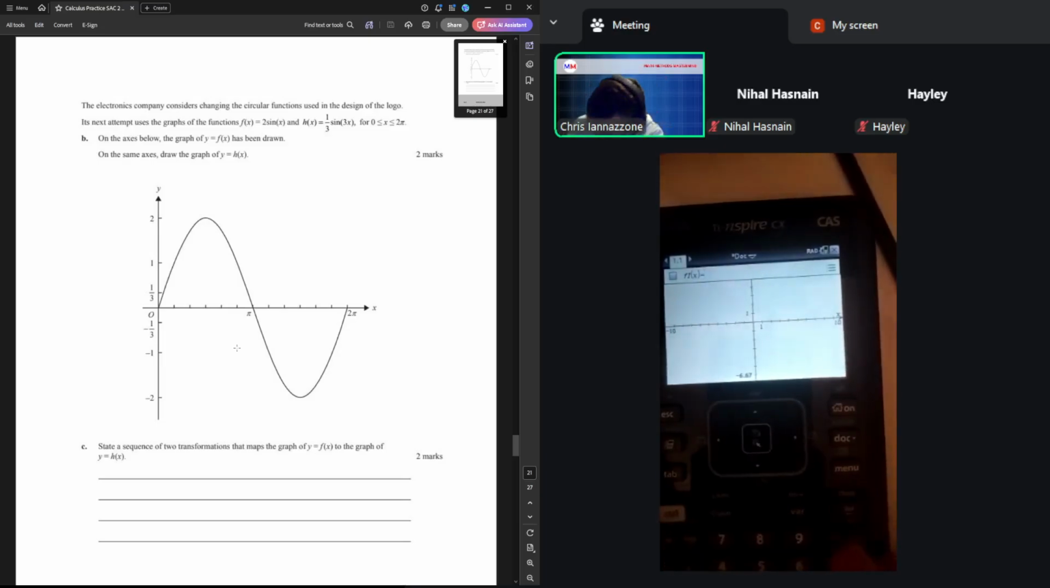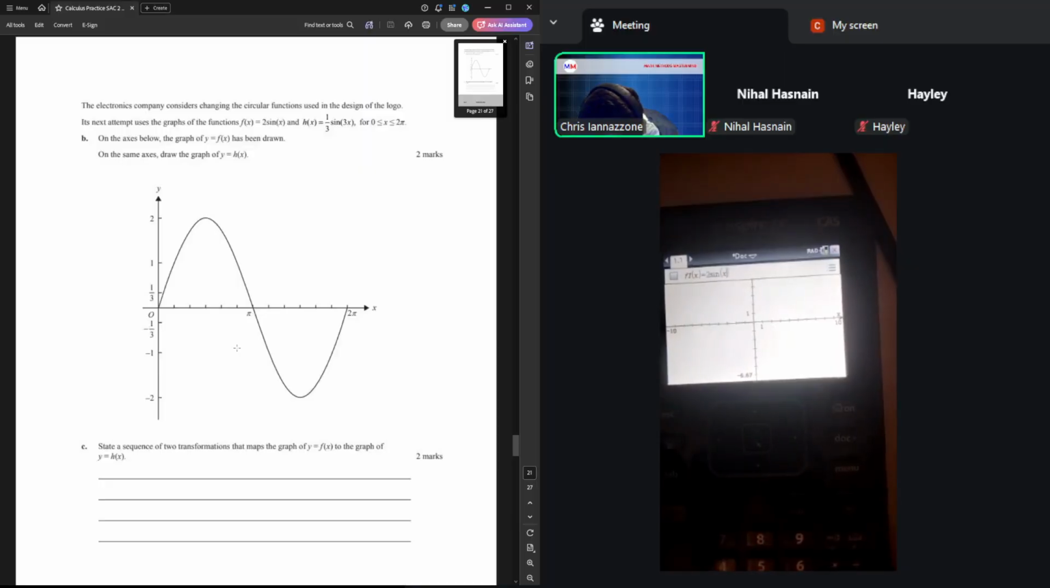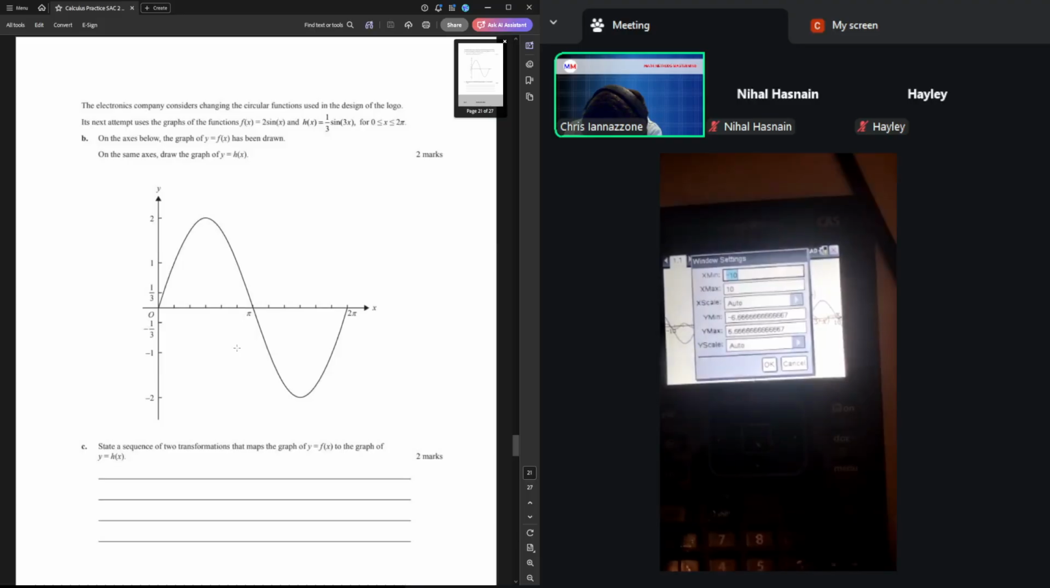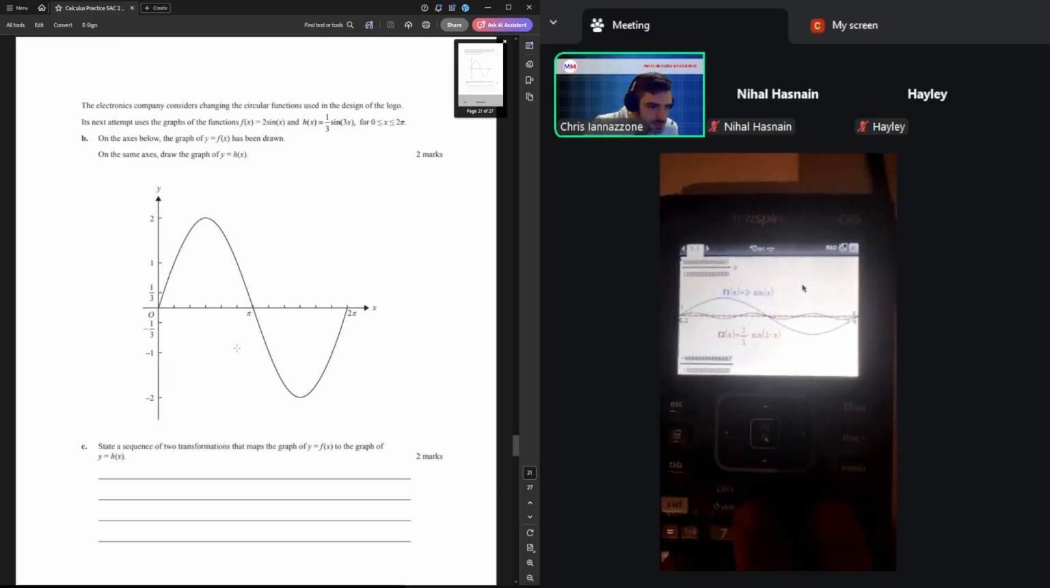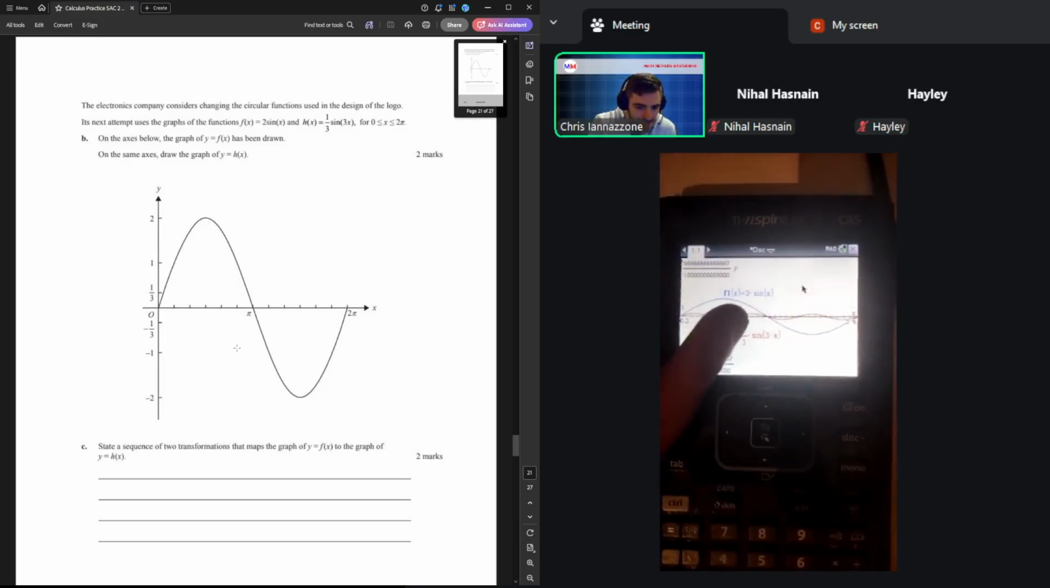Okay, so we have 2 sine x, and then we had a third sine 3x. We're doing it from 0 to 2 pi. And so that'll be our graph. Now, if you're actually answering this, you will do a very similar thing. You just want to find what your x-intercepts are via the CAS and what the peaks and troughs are, or at least the x location of all those things.